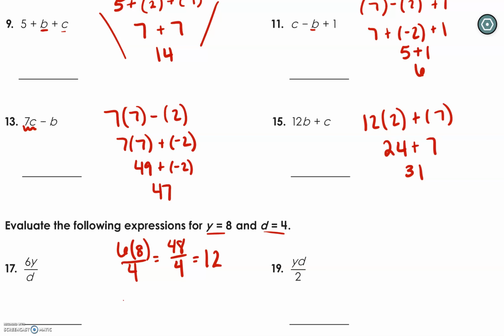19, we have yd over 2. So replace the y and the d with values. So that would be 8, 4 over 2. And again, if two variables are written side by side, that means multiplication as well. So the multiplication is grouped over the division. So 8 times 4 would be 32 over 2. And 2 goes into 32 16 times, and that would be our final answer.